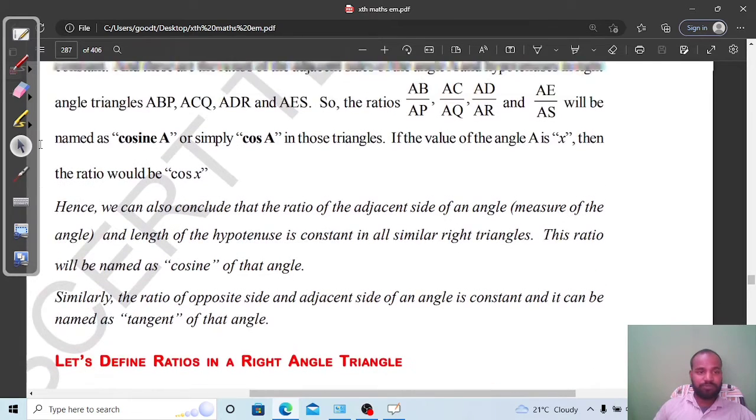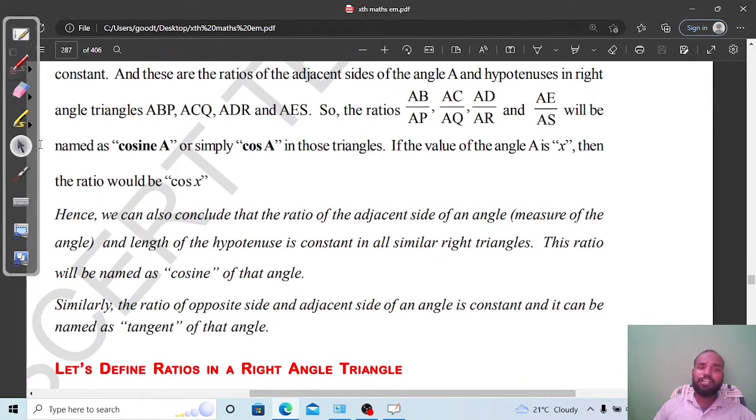Next, the actual name of cos A is cosine. What is the actual name of cos A? Cos A is cosine. Don't forget, when you get the term cosine, it is nothing but your cos A. We call it cos A, but the actual name is cosine A.